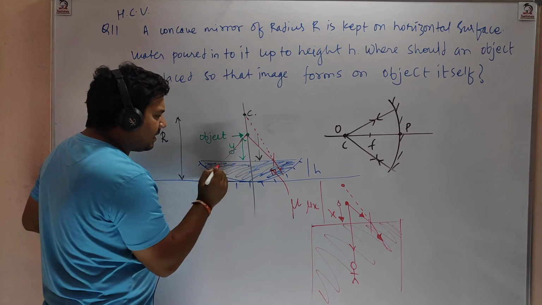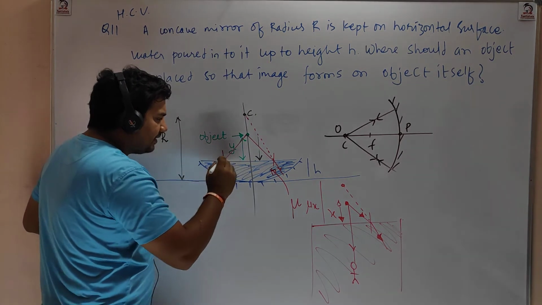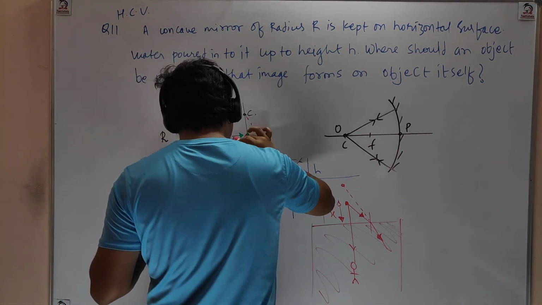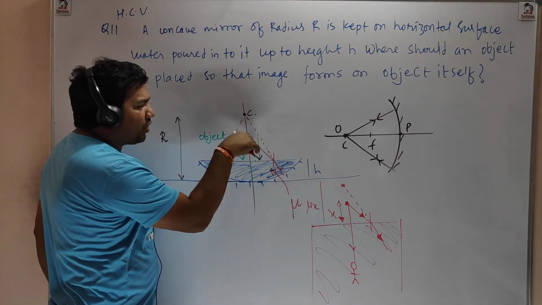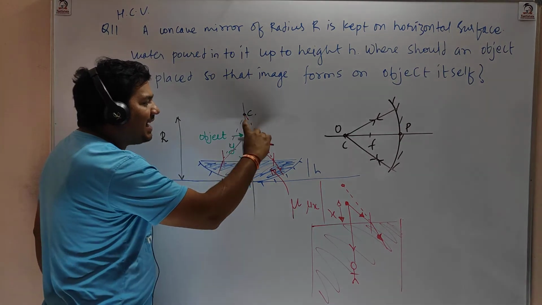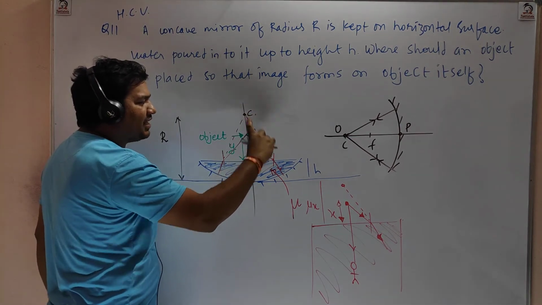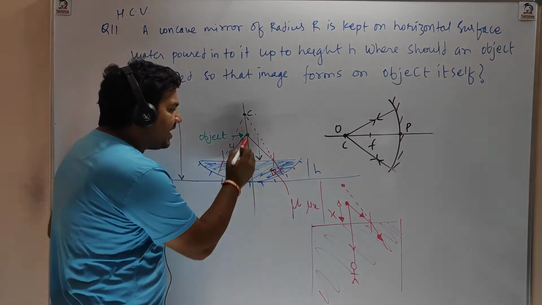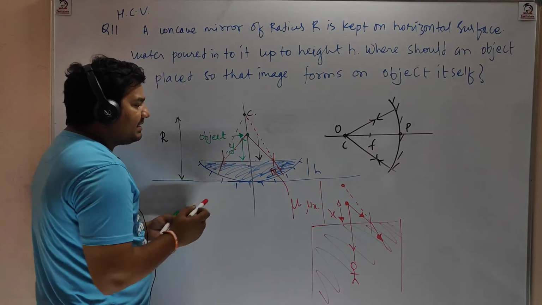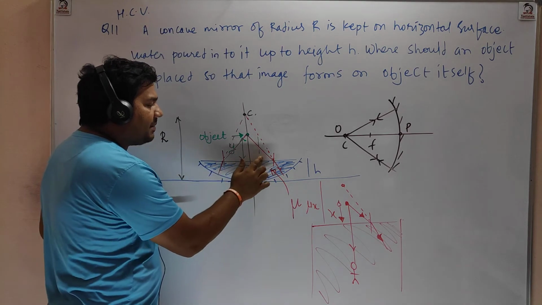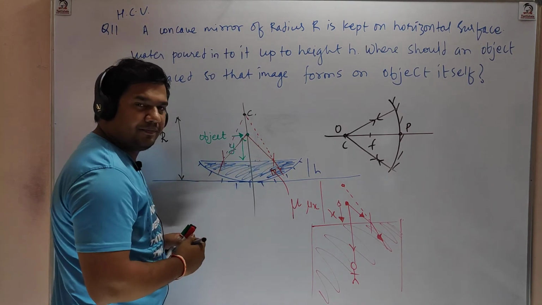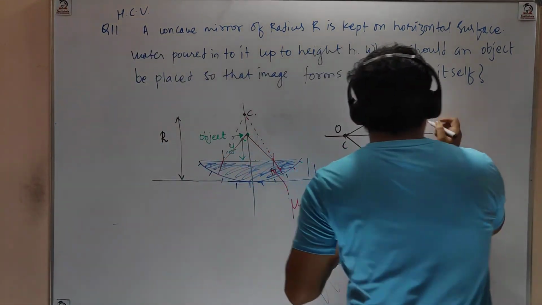So when the light ray goes into the mirror, when you retrace these rays they must meet at C, then only the final image will form at the object itself, right? So the apparent height of the object must be at the center of curvature. Agree? Y is the real height of the object, and if the apparent height is at C, then the final image will form on the object itself.